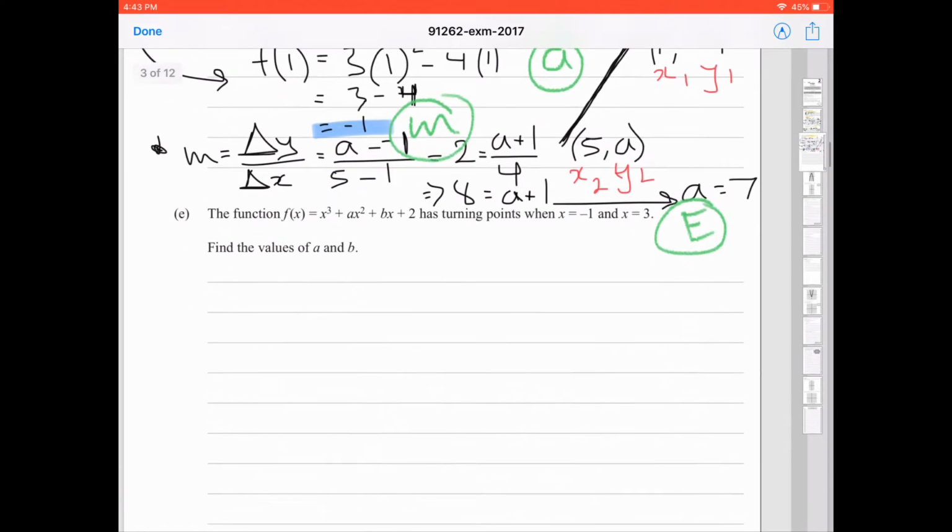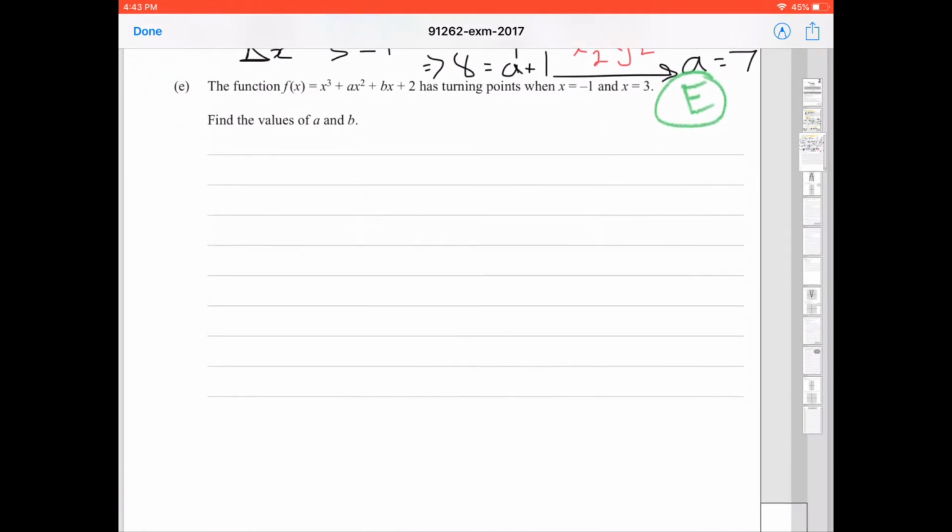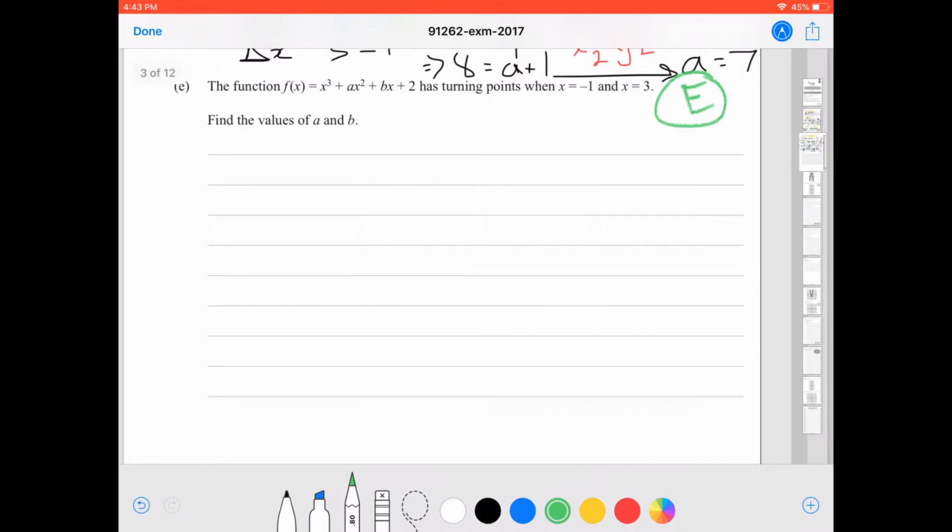Sweet. Question 1e, the function f of x equals x cubed plus ax squared plus bx plus 2 has turning points when x equals -1 and x equals 3.